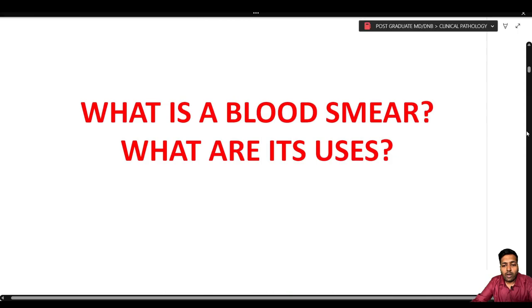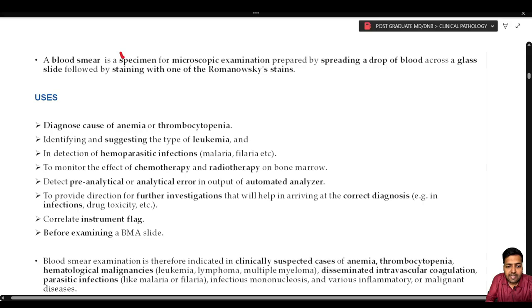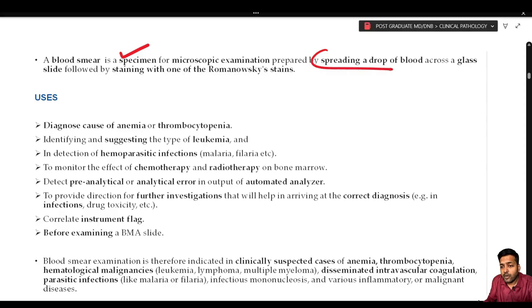So what is a blood smear and what are its uses? Basically, a blood smear is a specimen for microscopic examination which is prepared by spreading a drop of blood across a glass slide, followed by staining with one of the Romanovsky stains. This is the basic definition of a blood smear.